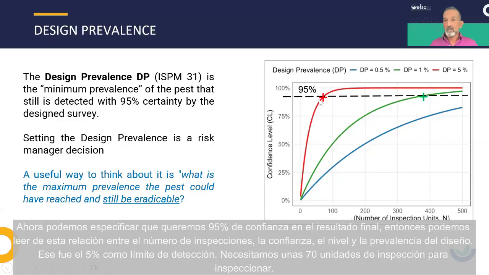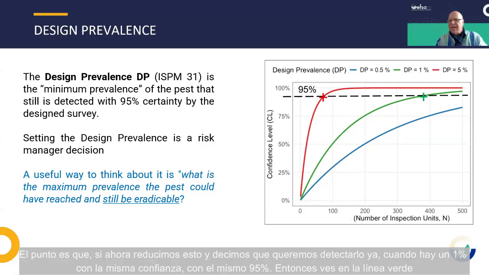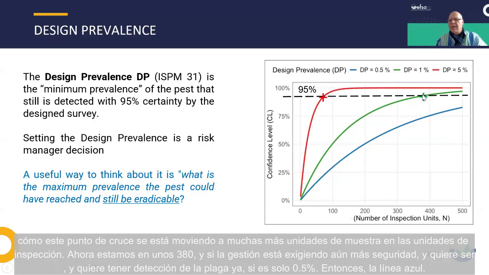Now we can specify what we want, 95% confidence in the final statement. Then we can read from this relationship between the number of inspections, confidence level, and design prevalence that with 5% as the detection limit, we need about 70 inspection units. The point is, if we now shrink this and say we want to detect it already when there is 1% with the same confidence, the same 95%, then you see on the green line how this crossing point is moving to much more sample units, inspection units. Now we are at about 380.